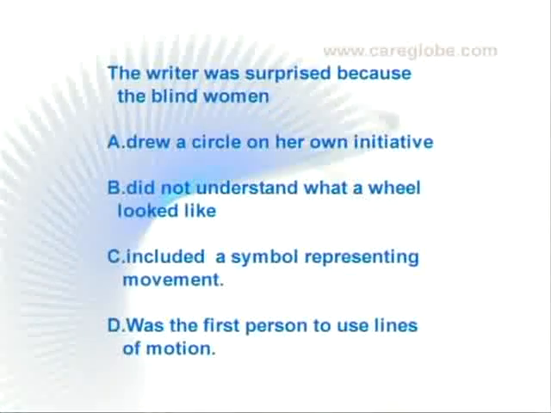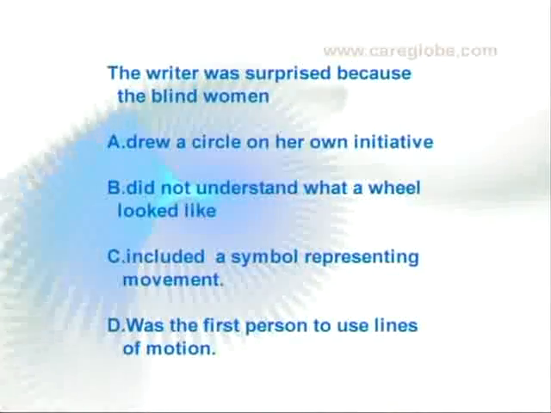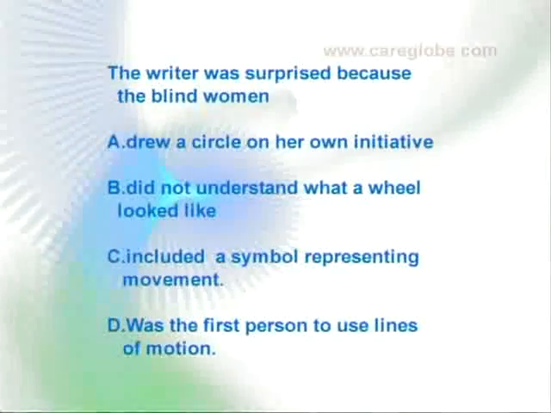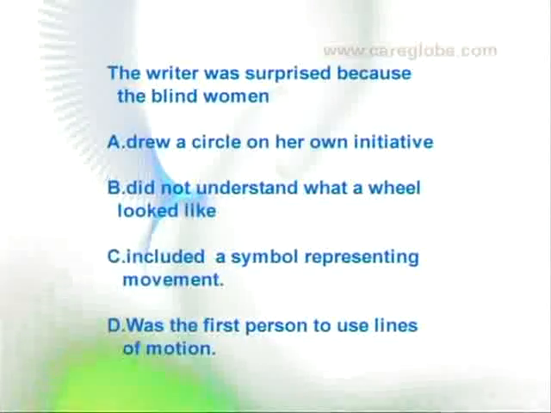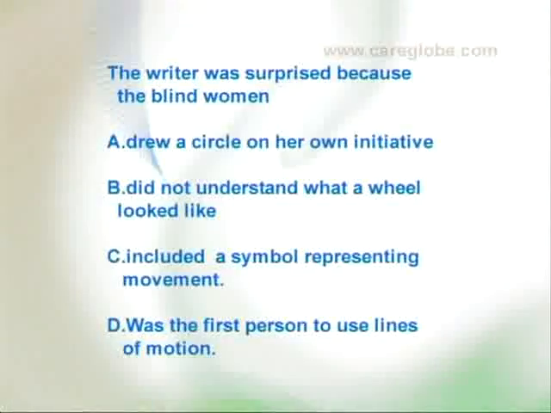The writer was surprised because the blind woman A. drew a circle on her own initiative. B. did not understand what a wheel looked like. C. included a symbol representing movement. D. was the first person to use lines of motion. Probably you can make out that the answer for this can be in the second paragraph of the passage, because for the first question, question number 27, you got the answer in the first paragraph. Let's skim the first paragraph and then go to the second paragraph. You may get it. Let's see now.